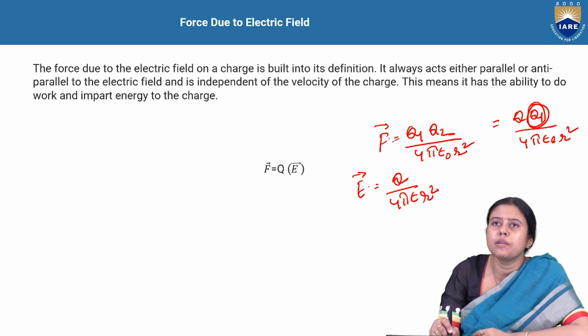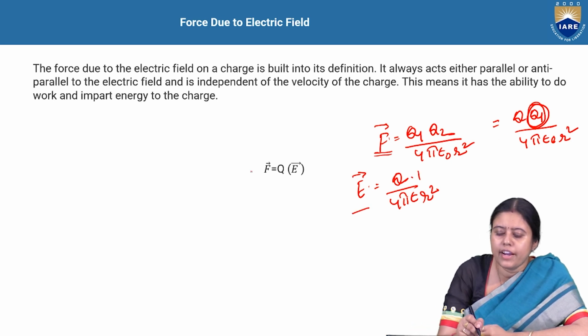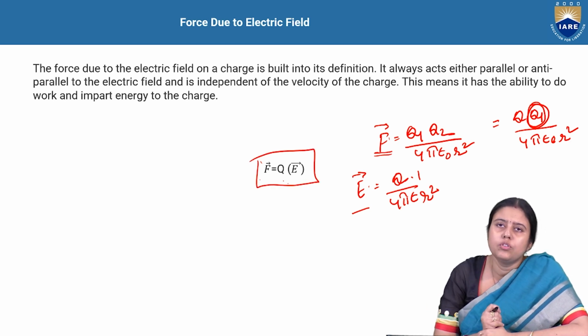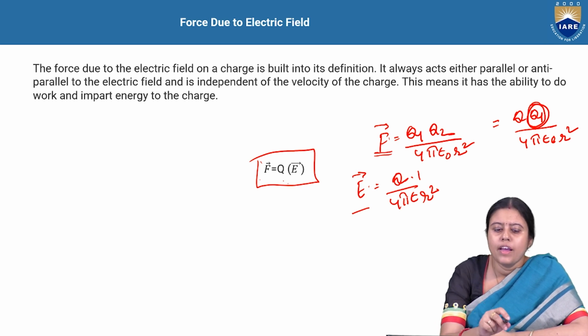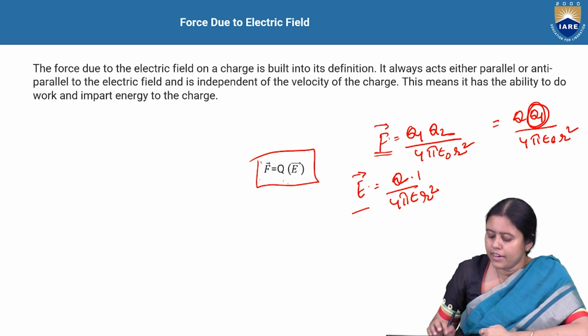So what is the relation between F and E? F is for the Q1 charge and E is for the single unit charge. So we can write force is equal to Q into E, or Q1 into E. This is the force due to the electric field on a charge, built into its definition.